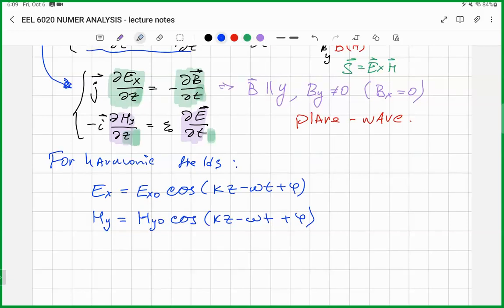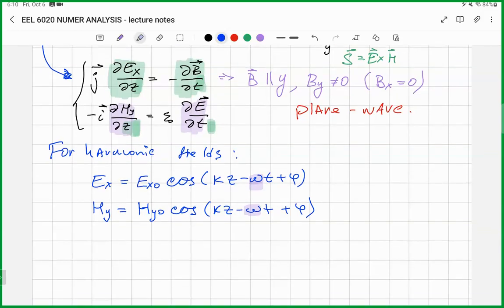Okay, and now we consider the harmonic version of these fields. Harmonic is the field that depends on one single frequency. So it's over here, one single frequency, here and here. And we plug these two formulas into our Maxwell equations.